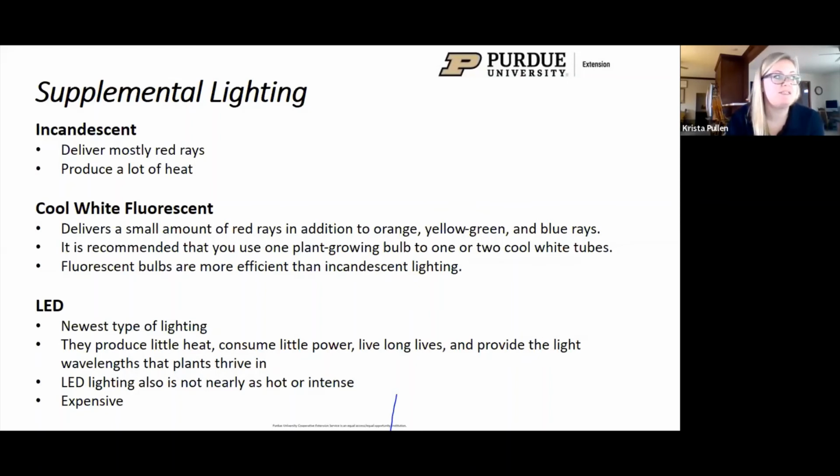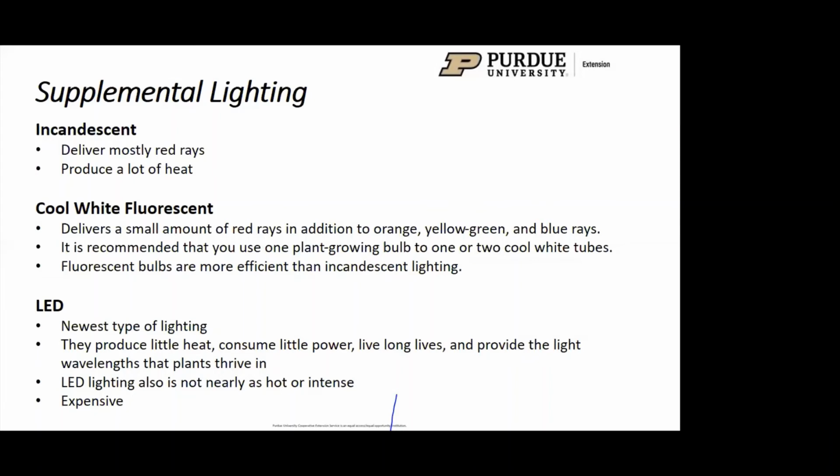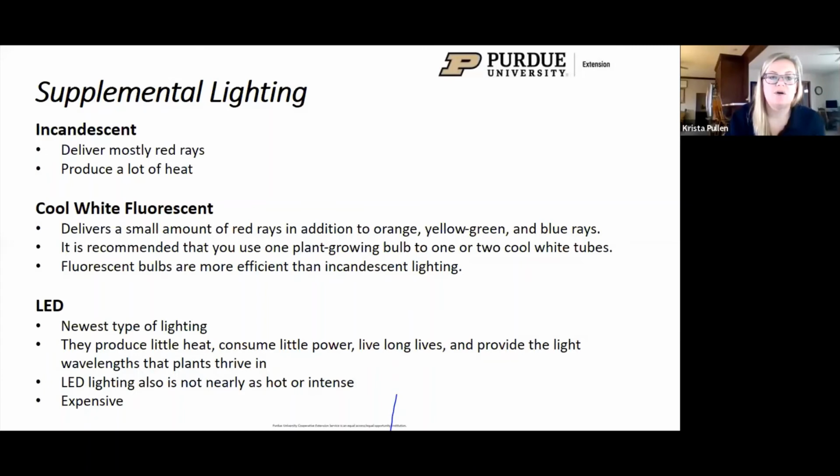So we're going to talk about the types of bulbs that are available in addition to those grow light bulbs that we discussed. The incandescent lights deliver mostly red rays, but they have a little blue, which is needed to produce a plant's energy.